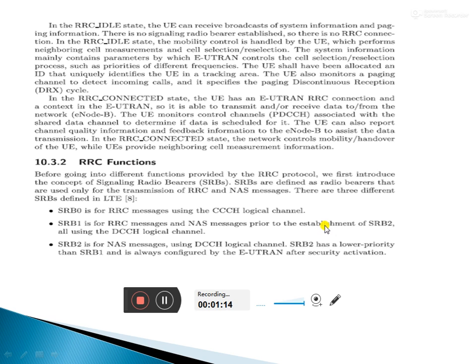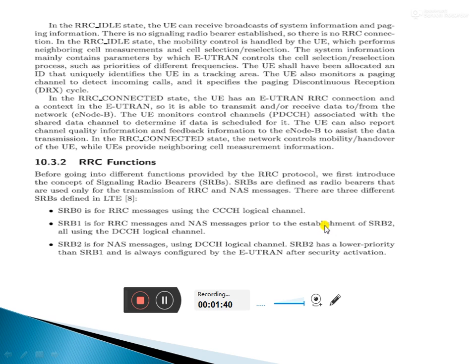This SRB is used only for the transmission of RRC and NAS messages, where NAS means non-access stratum. First, we have to see that there are three different SRBs defined in LTE, long term evolution. It is defined in three types.